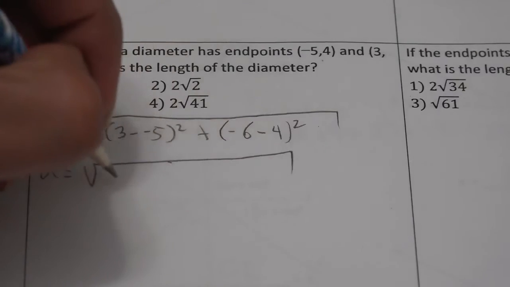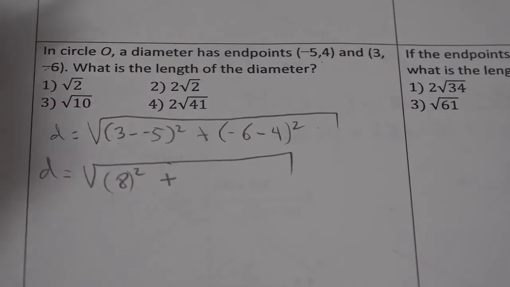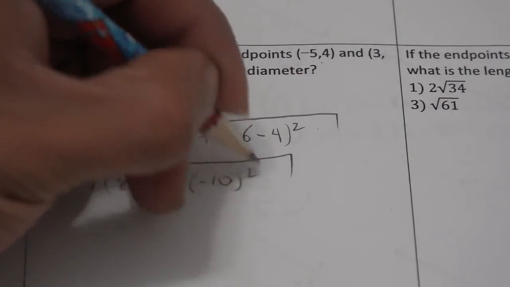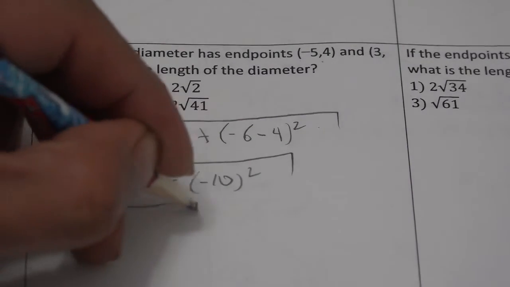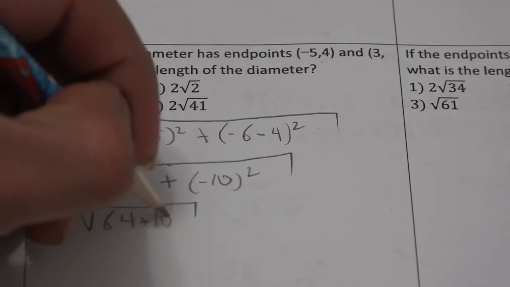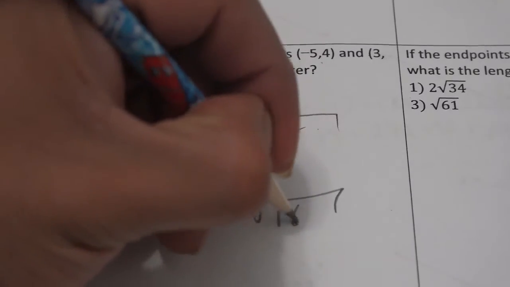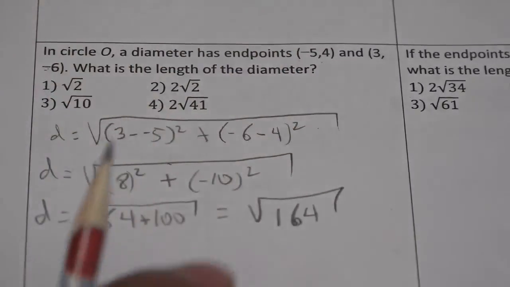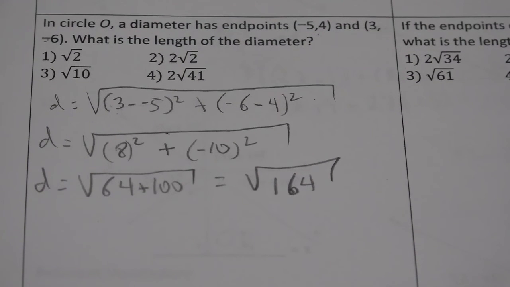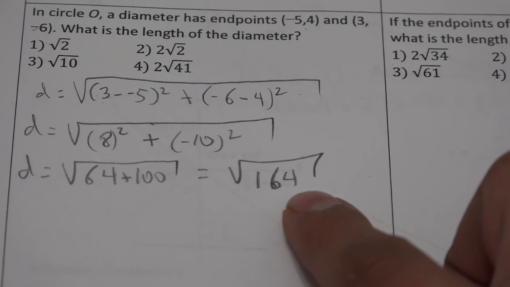3 minus negative 5 is 8, squared, okay, plus negative 6 minus 4 is negative 10, squared. 8 squared is 64 plus negative 10 squared is 100. So this is the same thing as radical 164. So you could use your calculators to figure out which of these is the answer, or you could actually start by simplifying the radical. So how can I do that?